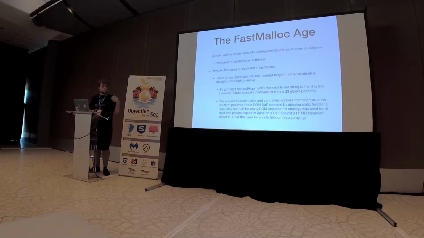Further, you could also leak JavaScript values through many instances of this, because the marked argument buffer, an object used by the JavaScript VM, also used to be in fast malloc, and string buffers would also be in fast malloc. So if you were able to leak a string object pointer and corrupt its length, you could leak from the fast malloc heap, and by putting a marked argument buffer next to our string buffer, you could leak arbitrary JS values.